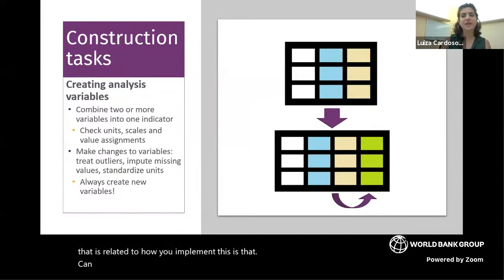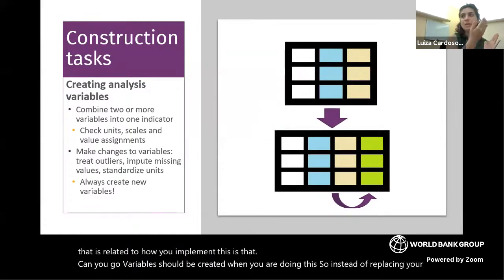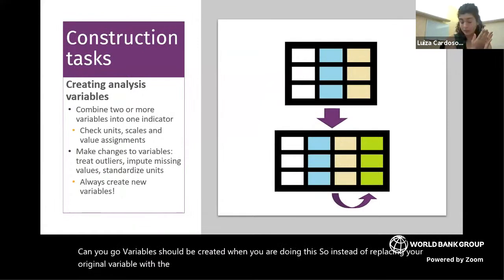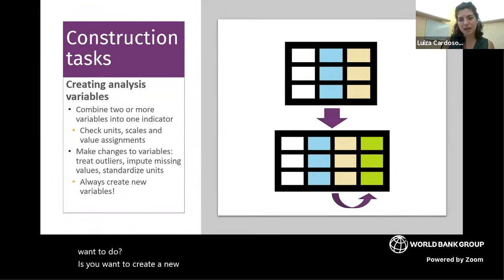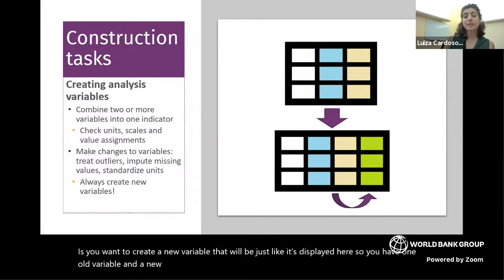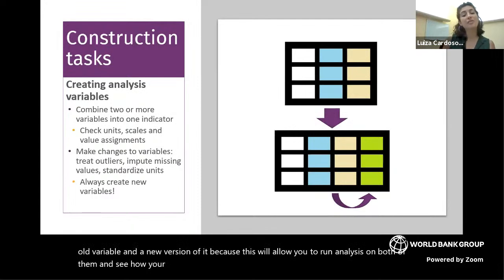But I do want to emphasize one thing that is related to how you implement this, is that new variables should be created when you are doing this. So instead of replacing your original variable with the imputed values, what you want to do is create a new variable, just like it's displayed here. So you have one old variable and a new version of it, because this will allow you to run analysis on both of them and see how your research decisions affect your result. Okay.